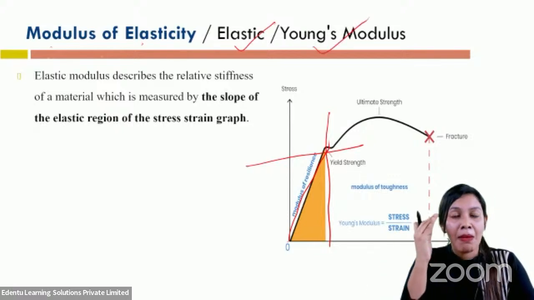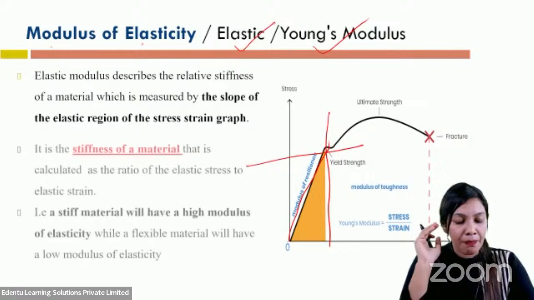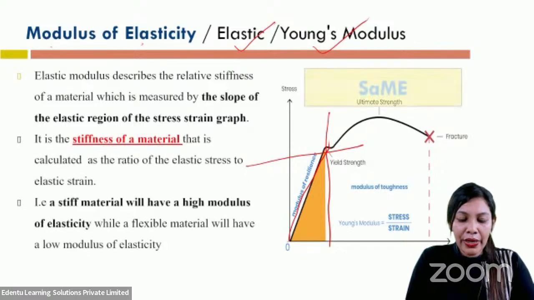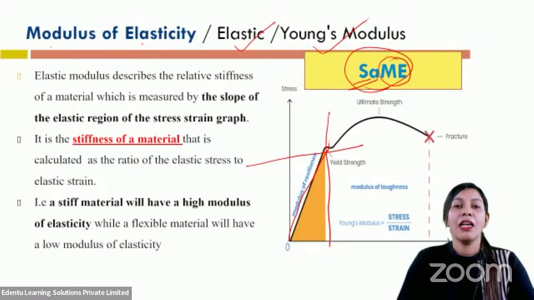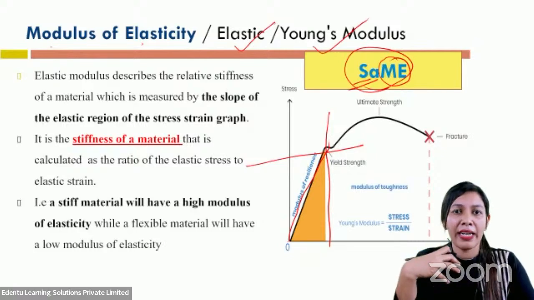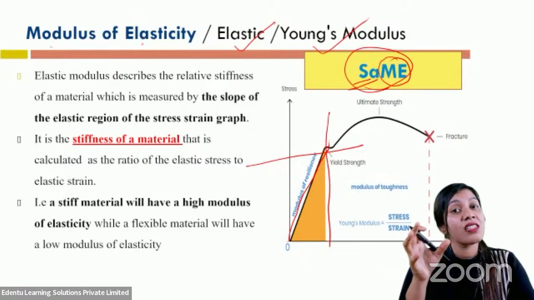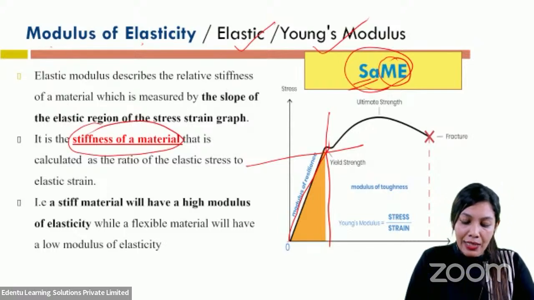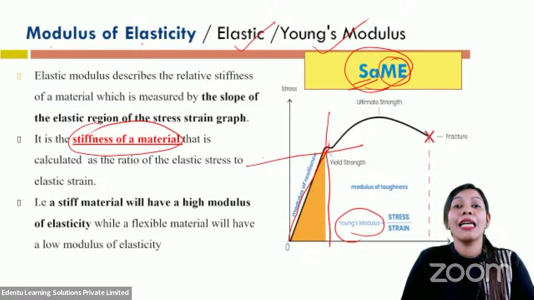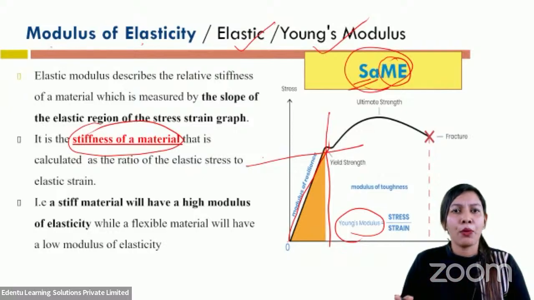All you have to memorize is that modulus comes under the proportional limit. You can remember it by the mnemonic SAME. This is modulus of elasticity. S means stiffness. Whenever a question comes on modulus of elasticity, you need to memorize this mnemonic, SAME. Modulus of elasticity represents the stiffness of the material. This is a very important question for your NEET MDS. The modulus of elasticity is equal to stress by strain because it comes under the proportional limit, so stress is directly proportional to strain.